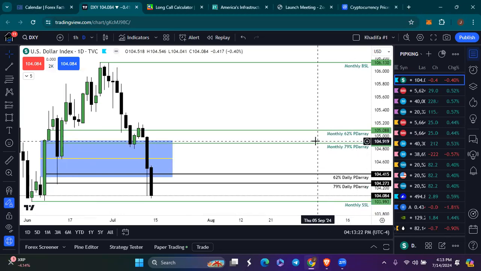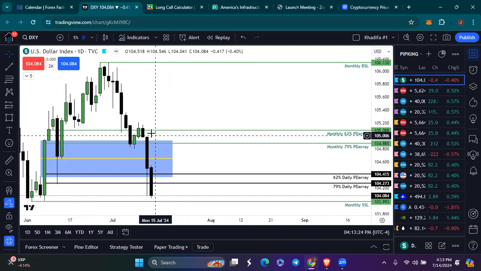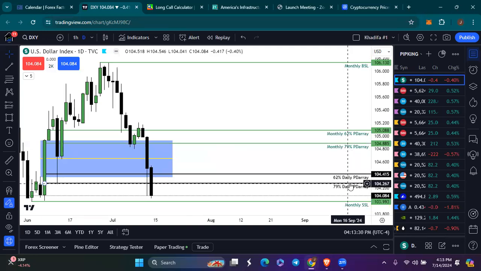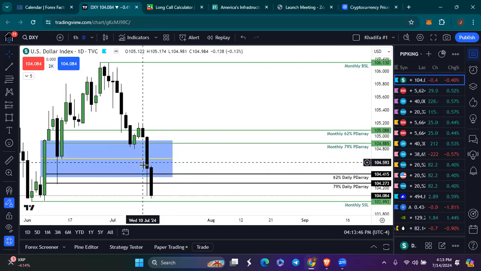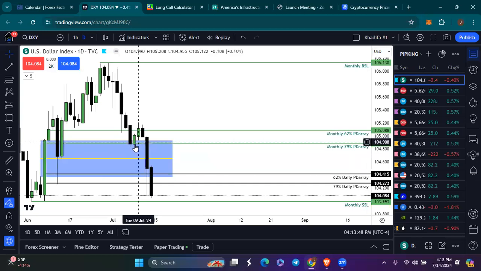So if you go back and watch my last class, I told you guys that I wanted to see us first reach down into these daily PD array levels, right? And if we push through those levels aggressively and close below those levels, I told you that I expected price to push on through and run that monthly sell side liquidity. We see we did get exactly that last week, right?